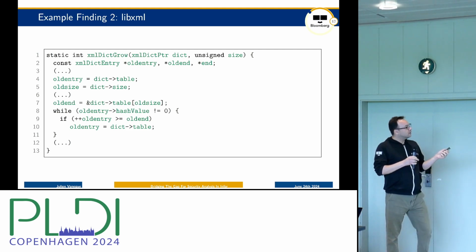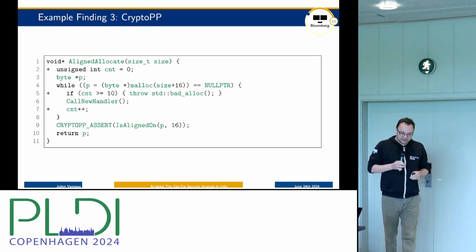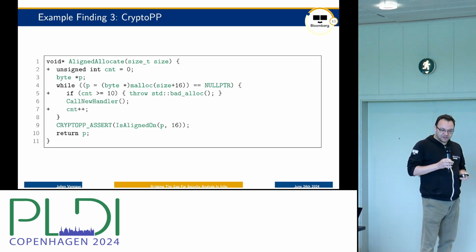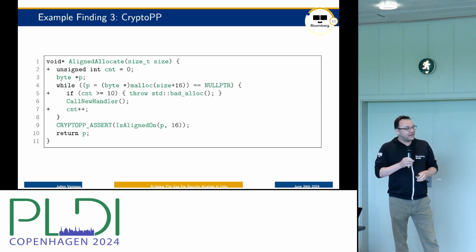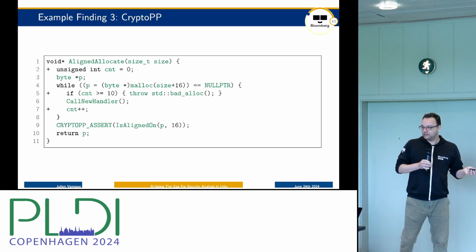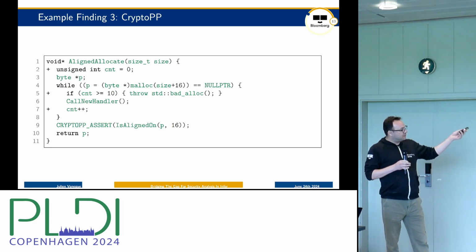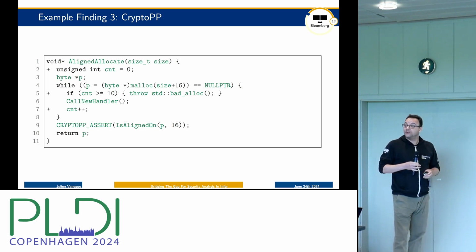Yet another bug, in CryptoPP. CryptoPP is a small C++ cryptographic library, and it has wrappers for dynamic memory allocations in this aligned allocate, and that's quite a common source of infinity or divergence. It keeps trying: if malloc fails, it keeps trying forever. What I'm suggesting as a fix here is to have a counter, and if that counter reaches a certain threshold, then you should stop and say, you know what, there's no more memory, it's pointless to continue, we just want to exit the program.